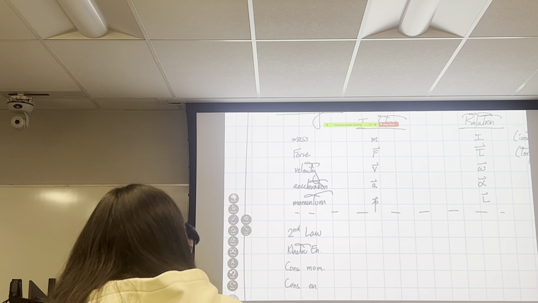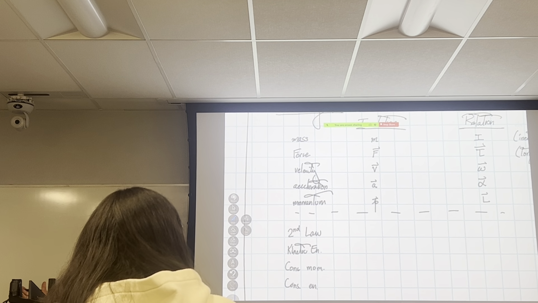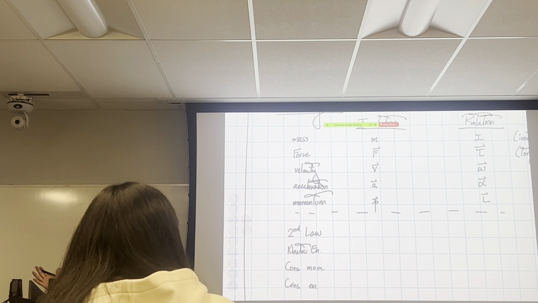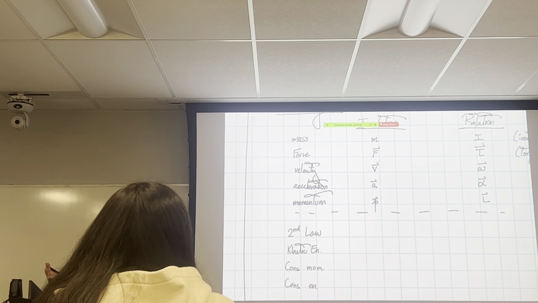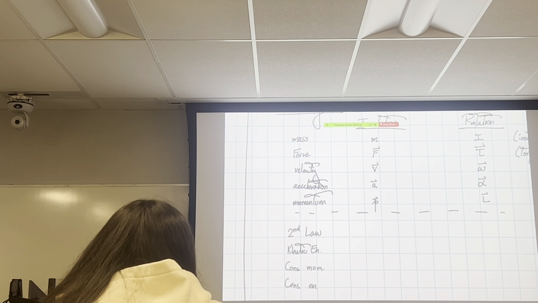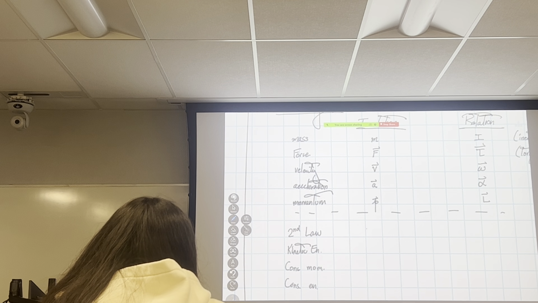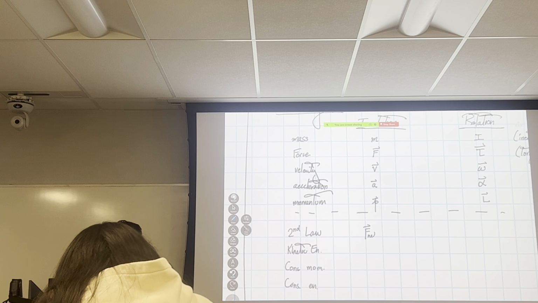Newton's second law was what? Remember, this should be like the back of your hand. Yeah, F equals ma. F net is equal to mass times the acceleration.